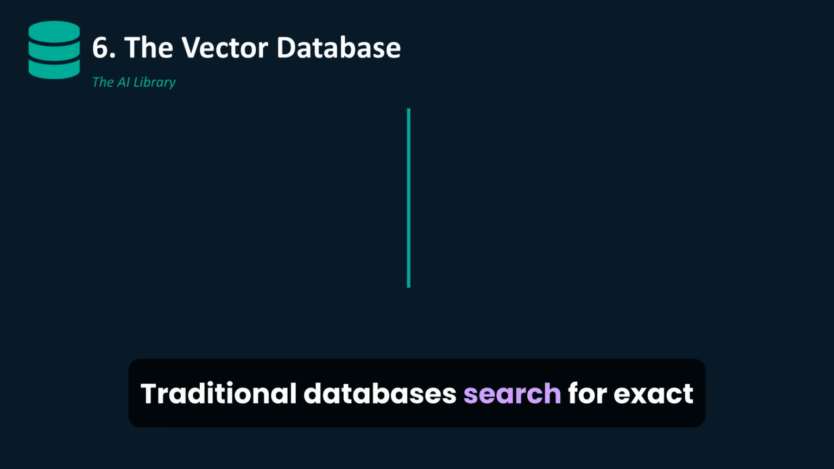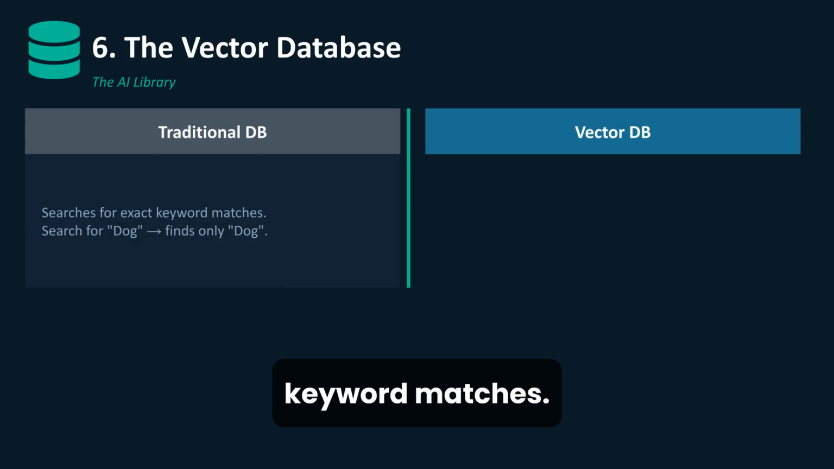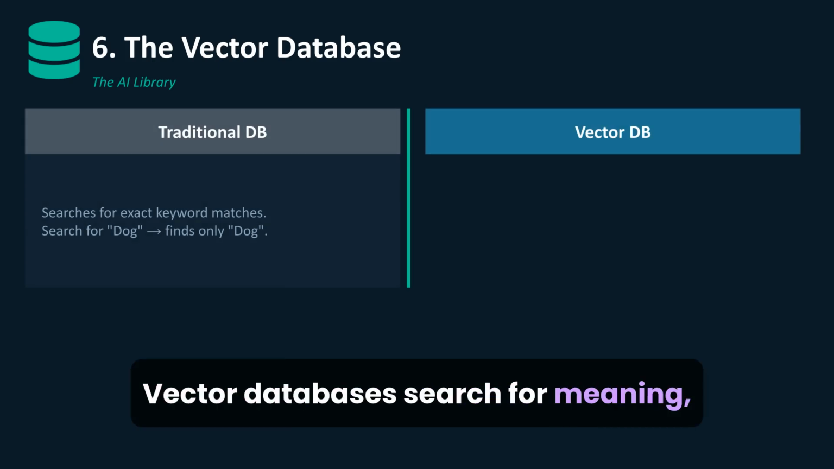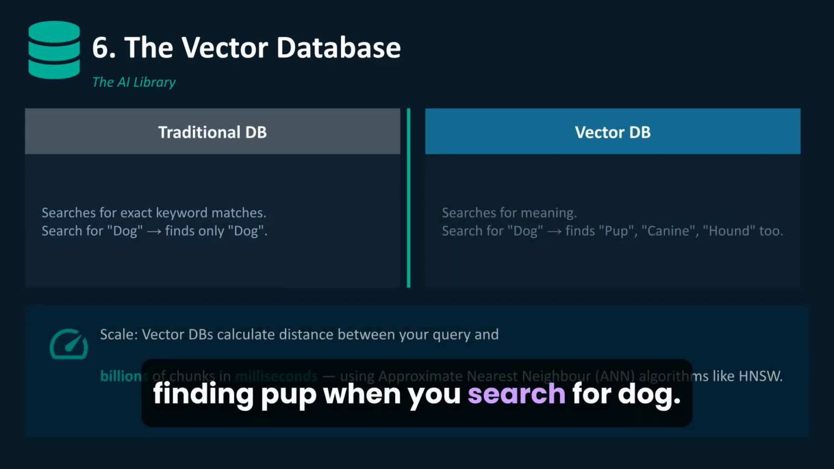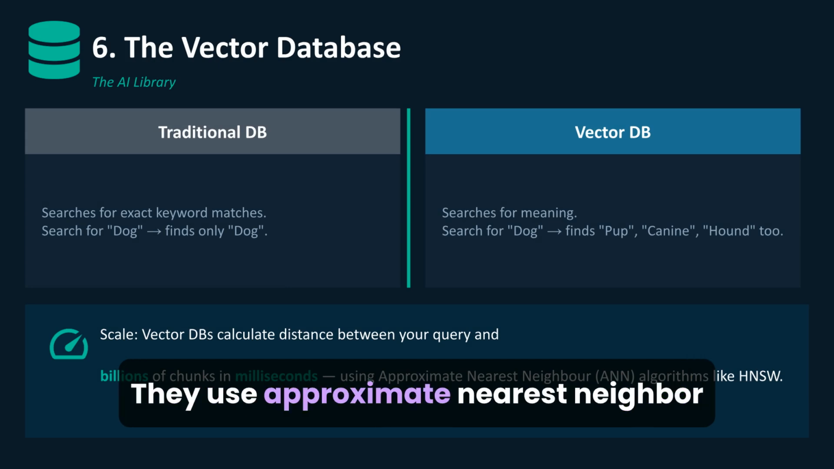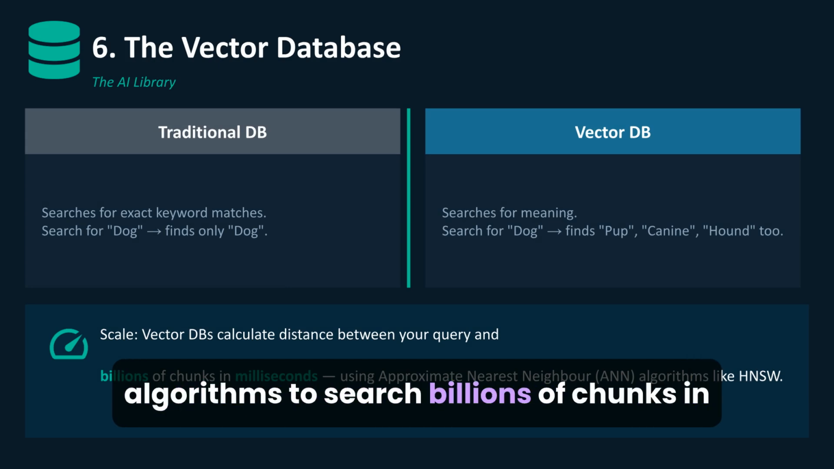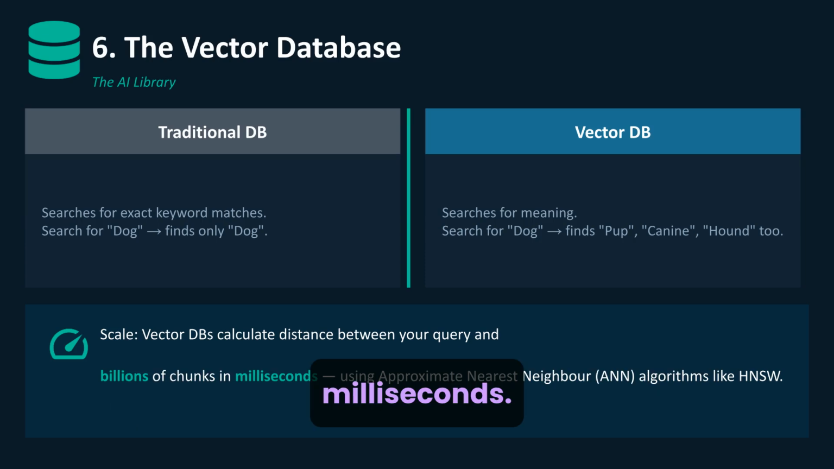Traditional databases search for exact keyword matches. Vector databases search for meaning, finding pup when you search for dog. They use approximate nearest neighbor algorithms to search billions of chunks in milliseconds.